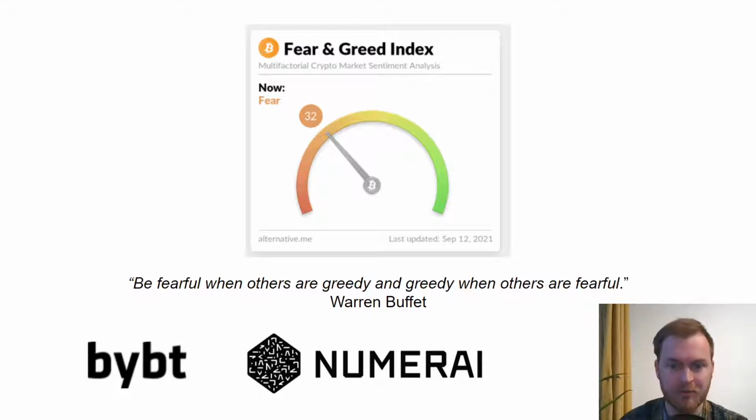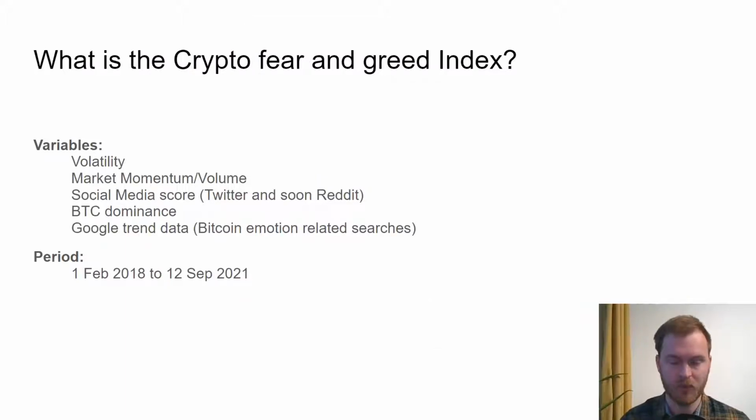And then finally, we'll look into these two websites, bip.com and numer.ai, and these websites also have something to say about that. So, how is the index built up?